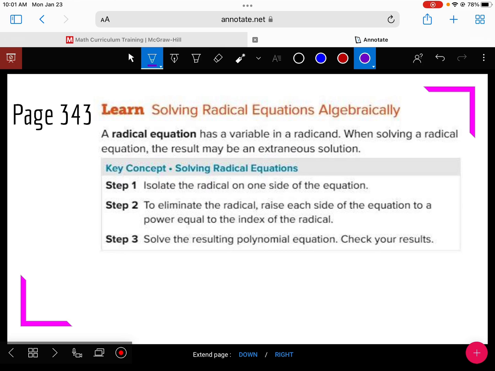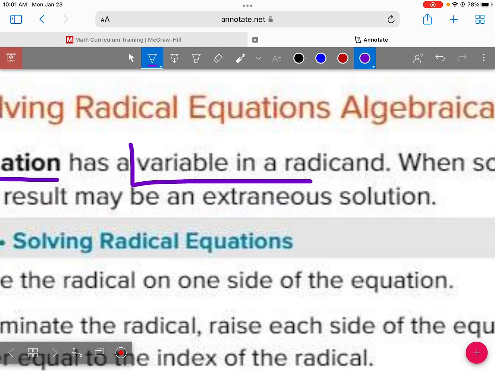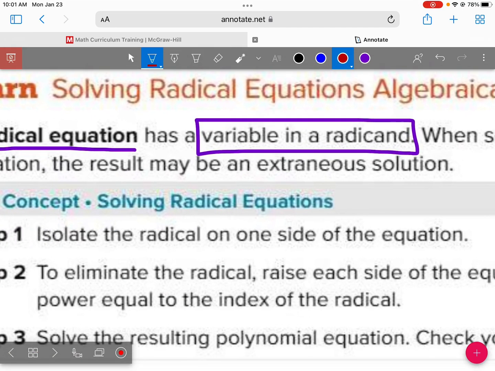A radical equation is something that has a variable in the radicand. Radical equation has a variable in the radicand. It is possible that we can get an extraneous solution, so we have to check to see if that happens.